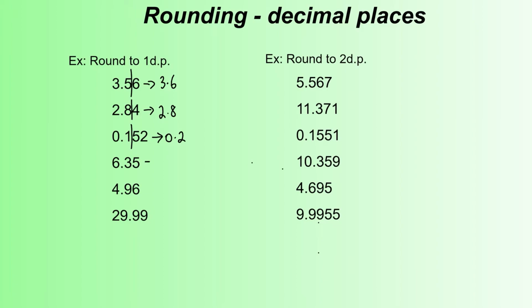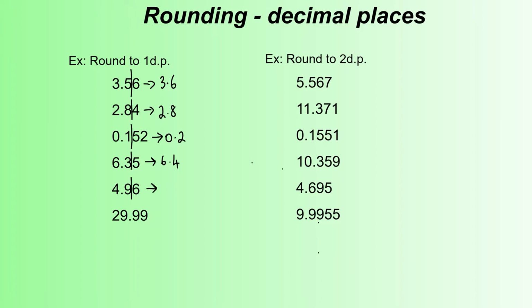Okay, same idea all the rest of the way down. So cut off at the first decimal place, so 6.35. Again, it's a 5 after the line. We're going to round up, so it's going to go to 6.4. Next one, 4.96. Again, cut off at the correct place.